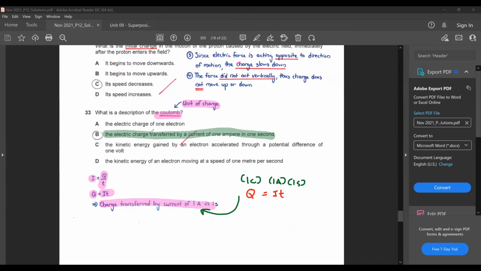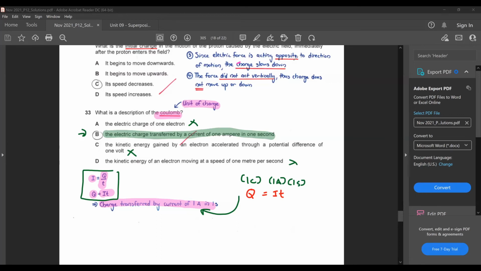The electric charge of 1 electron, this one we already know is out. Kinetic energy gained by electron related to potential of 1 volt, this is out. Kinetic energy of an electron moving at the speed of 1 meter per second is also out. Only B. Okay. This is related to this equation here. Right. This one I think I better just mention it a little.